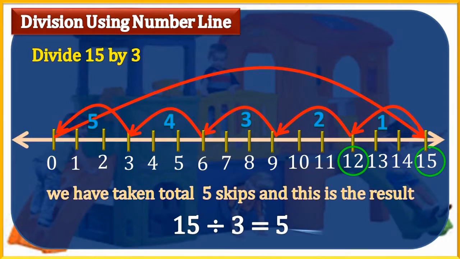In division, the result is called the quotient. So, here the quotient is 5.